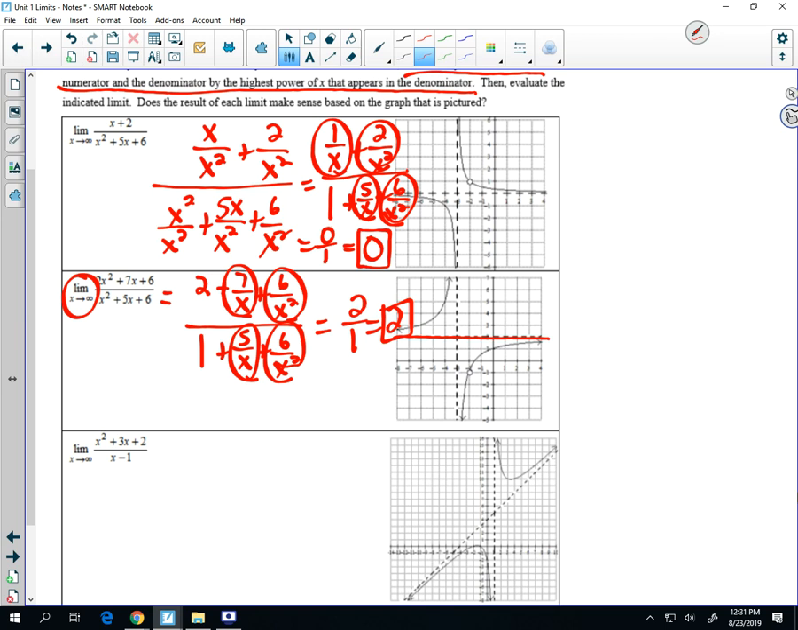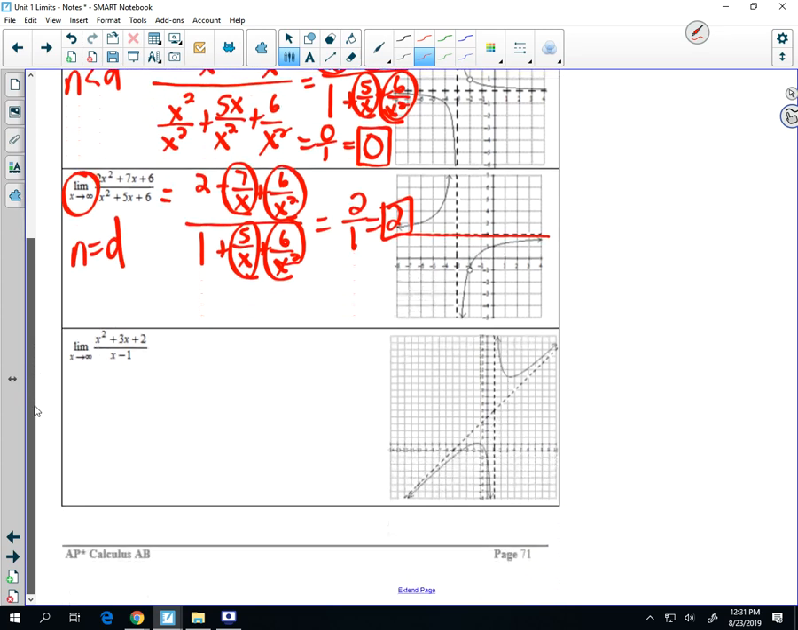So that's numerator less than the denominator. This is numerator equal to the denominator. And then look at the third option. Look at the graph. You can see it's a slant asymptote. And on this one, when you divide, the highest degree is x. So on the top, you'd still have an x left, plus 3 over x, plus, no, that wouldn't be plus 3 over x. That would be plus 3, right? Plus 2 over x over 1 minus 1 over x.